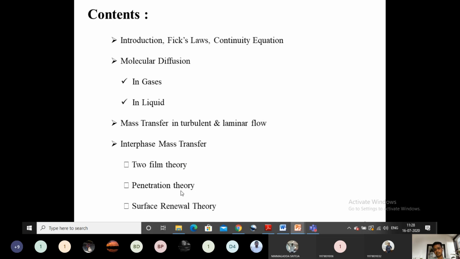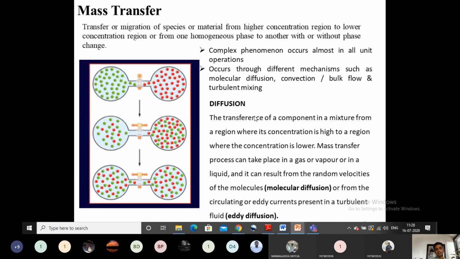The other three theories, film theory, penetration theory, and surface renewal theory, are purely theory; only two or three small equations are involved, whereas the two film theory involves a big derivation. If you know this part, the four big derivations are there. I will say how to derive them in an easy manner. If you understand this part, then only you can understand the next part. This is the relationship between various parts of this unit. Then next, you already know what mass transfer is.